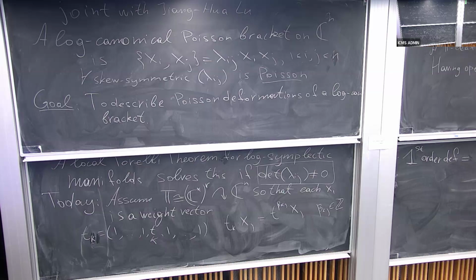So I'm now going to use the action of this n-dimensional torus that acts on C^n by rescaling. And I'm going to decompose this second Poisson cohomology into its weight components.